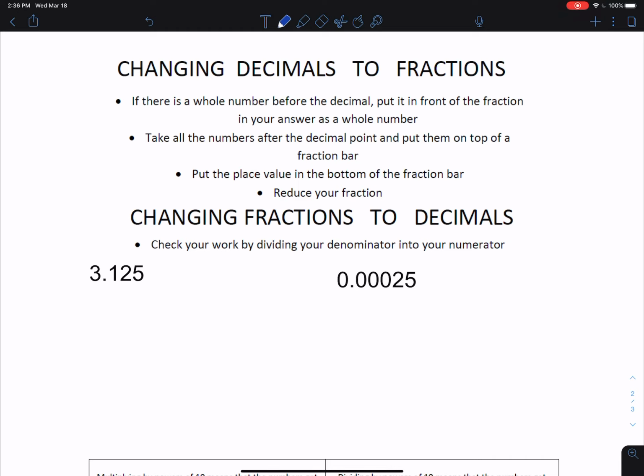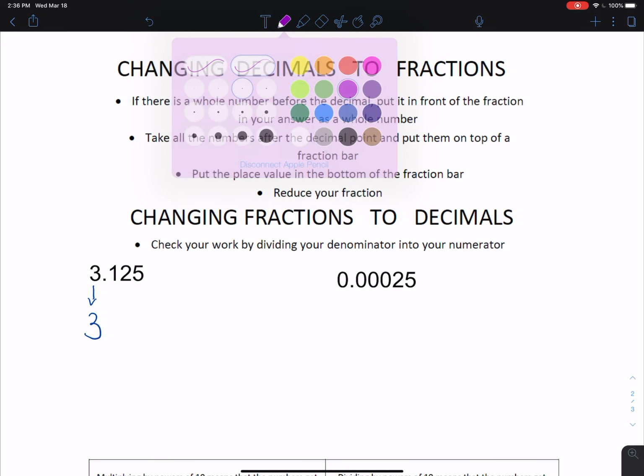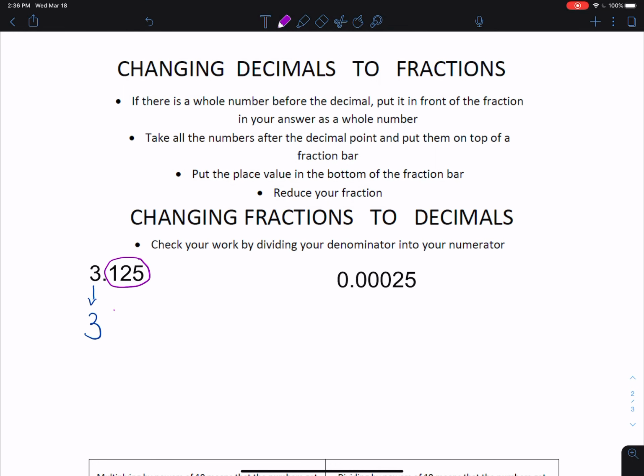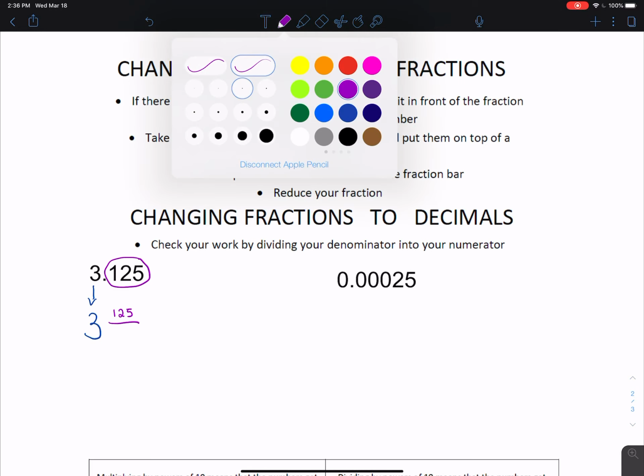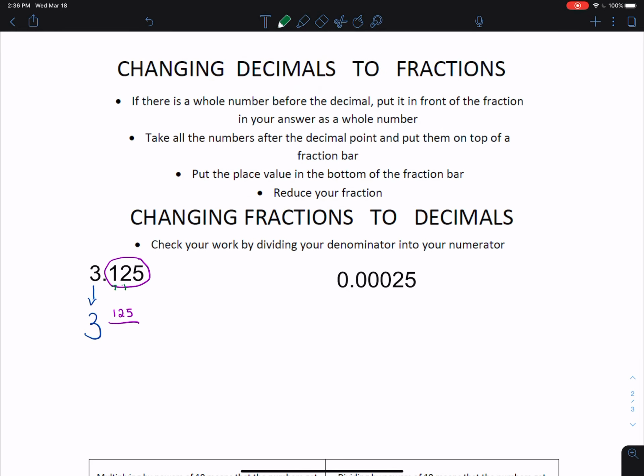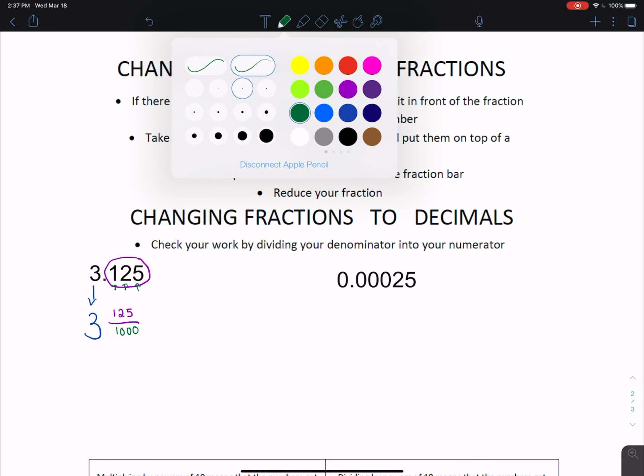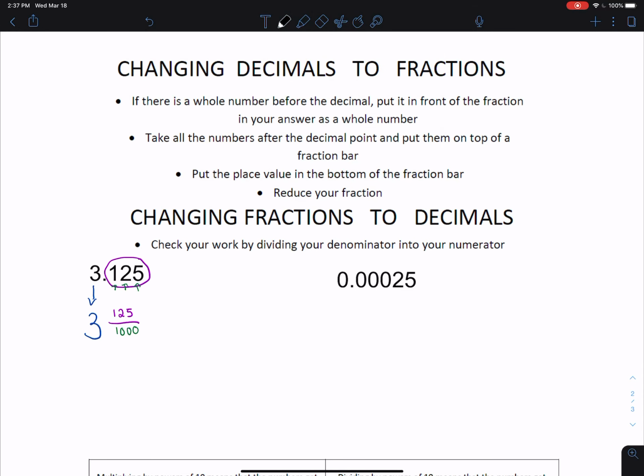So if I look at this first example, 3.125, that number in front of the decimal, 3, is going to stay my whole number. This 0.125 becomes my numerator. And then if I look at my place values, I have tenths, hundredths, thousandths. So I need to put 1,000 in my denominator. Then I can simplify. I always want to simplify a fraction if I can.